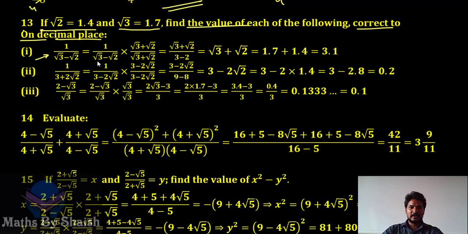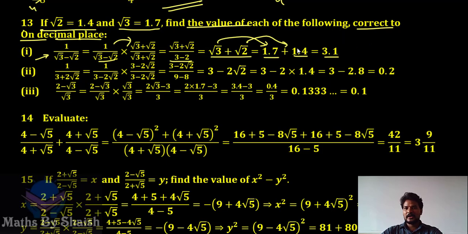So again we have rationalized the denominator by this rationalizing factor root 3 plus root 2 multiplied, and the denominator becomes (a minus b)(a plus b), that is a square, root 3 square is 3 minus 2, and the numerator becomes root 3 plus root 2, because 1 into this number is the number itself. Now 1.7 is the root 3 value and the root 2 value is 1.4. We can add and write it as 3.1, and it is always easier because we have only added.